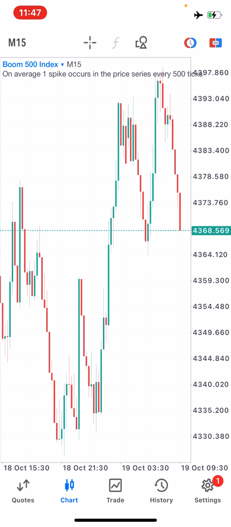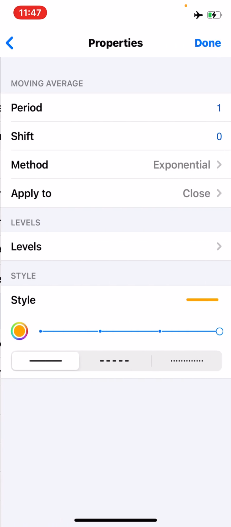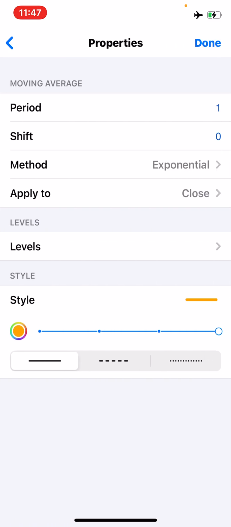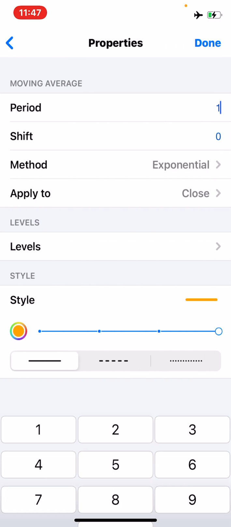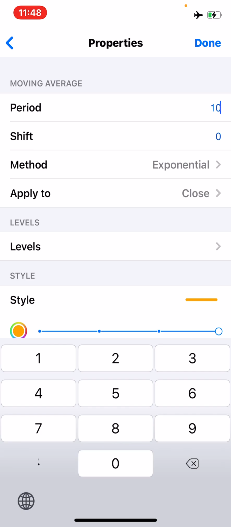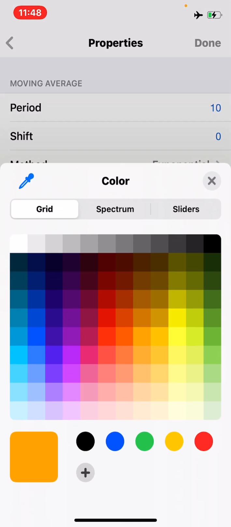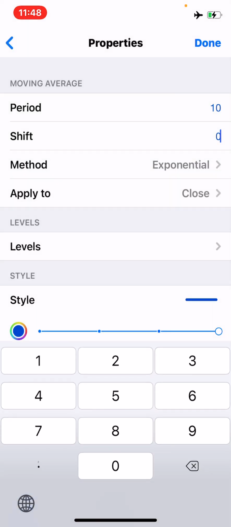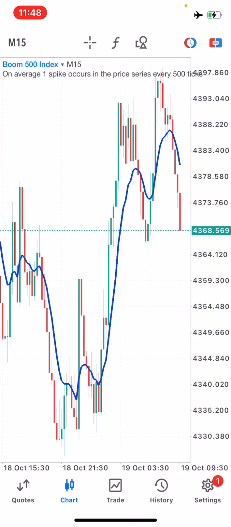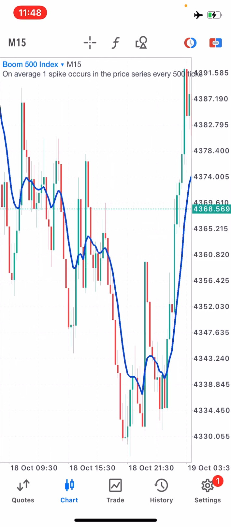So the first indicator that we want to install is a moving average, and we want it to be on our main chart. This moving average is going to have a period of 10, a shift of 0, a method of exponential, apply to close, and no levels, of course, and the color for this one will be blue. All right, and then I'll click done, and as you can see, I have that blue line running across our charts.